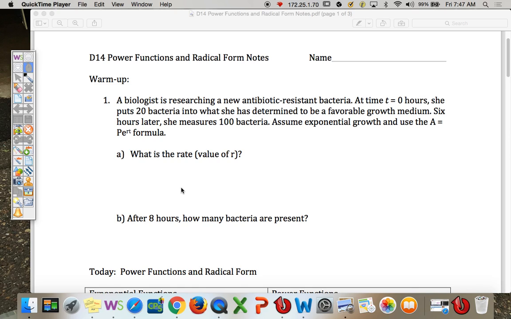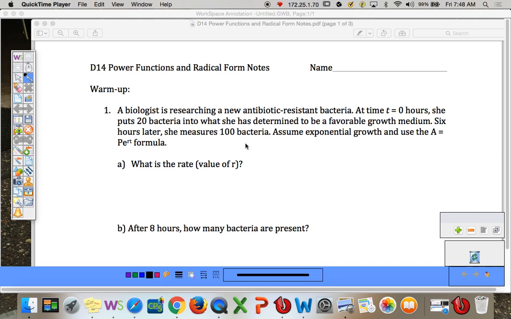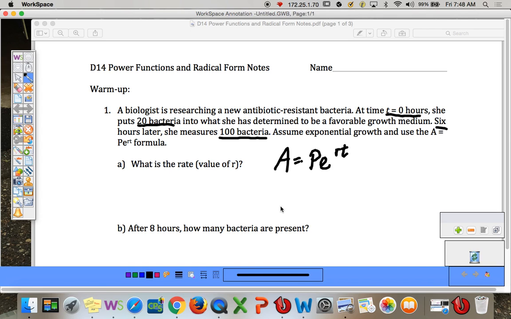Assume exponential growth and use the A equals P e to the rt formula. So first step is figure out what is the rate. When you see a word problem, you should underline the important information. So at the starting time, she has 20 bacteria. 6 hours later, she measures 100 bacteria. All right, so we have A equals P e to the rt. Plug in what we know.